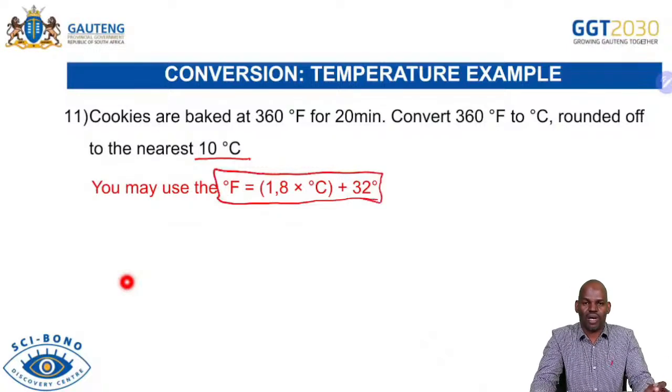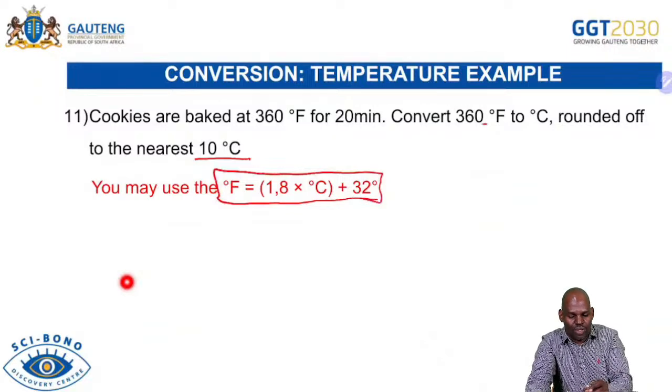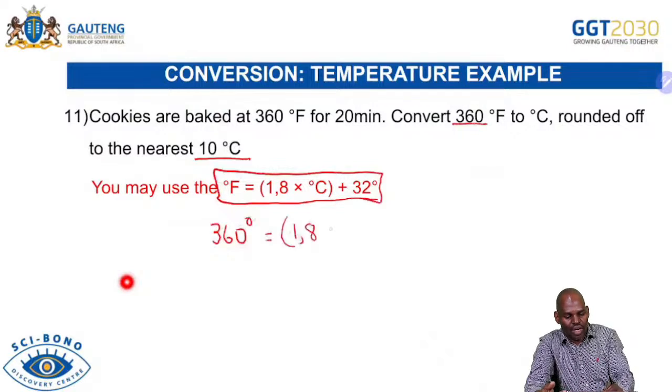The formula that is given is for when a temperature is given in degrees Celsius and you need to convert it to degrees Fahrenheit. But what can we do in this case? If the formula is given, we have to use that formula. So we have to do the substitution. Wherever we see degrees Fahrenheit, we're going to put 360. So we say 360 degrees equals, in brackets, 1.8 multiplied by degrees Celsius, close the bracket, plus 32.